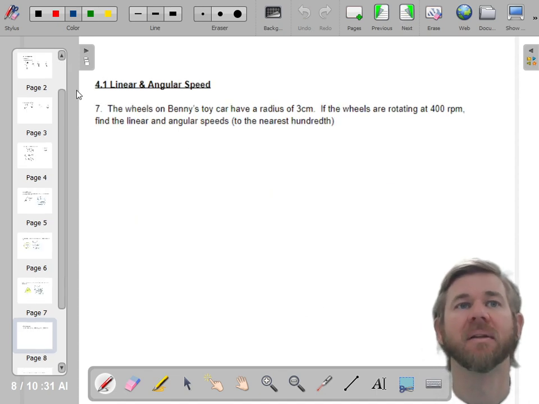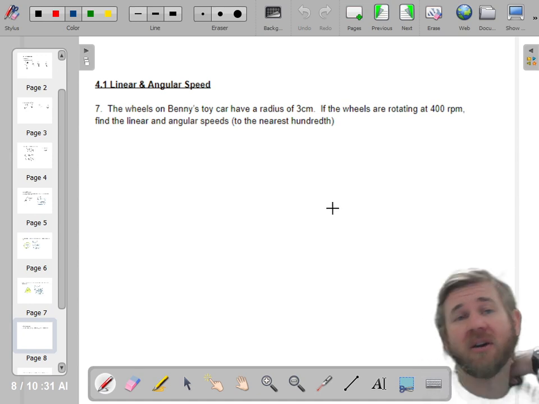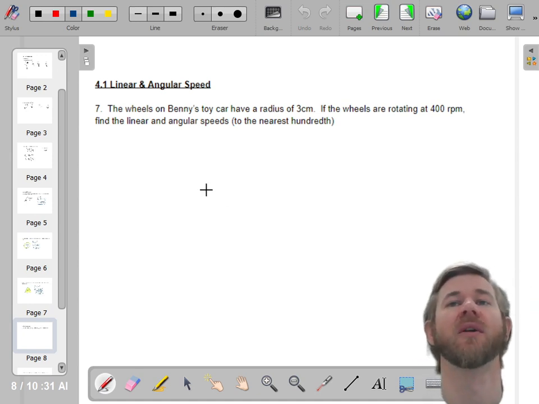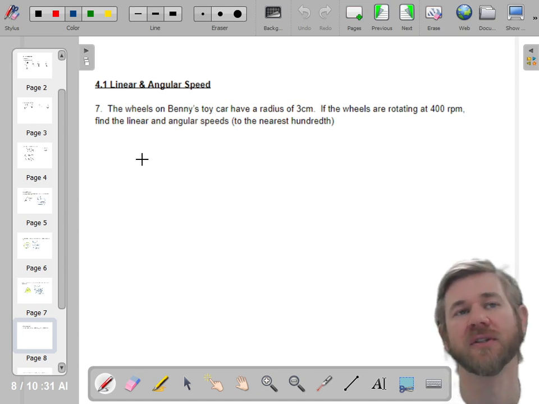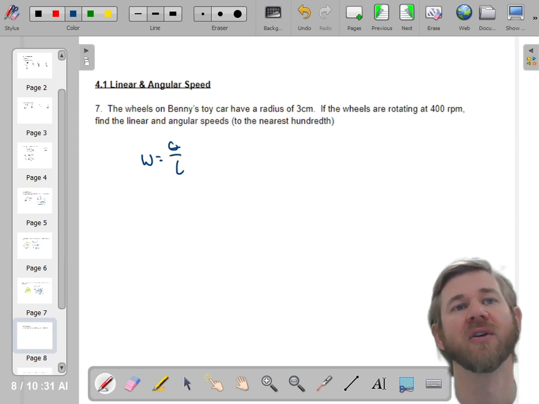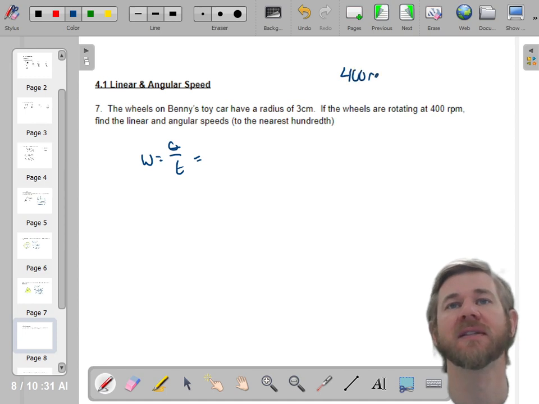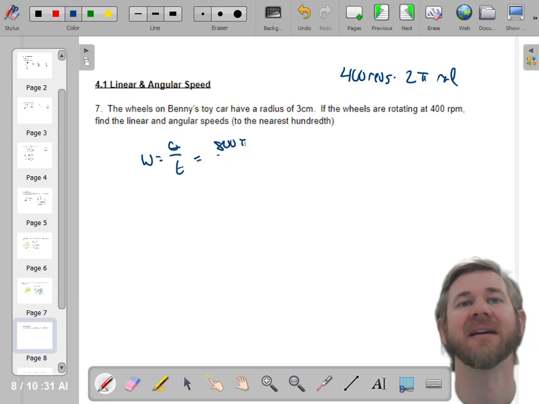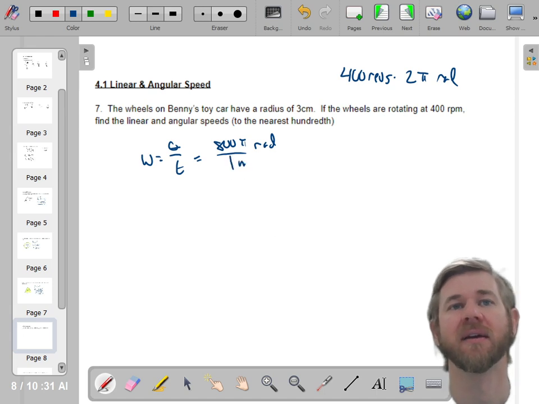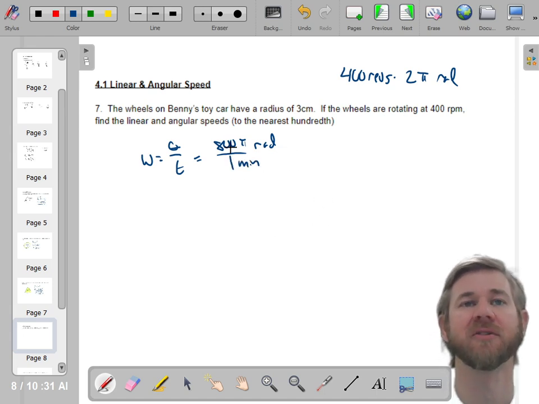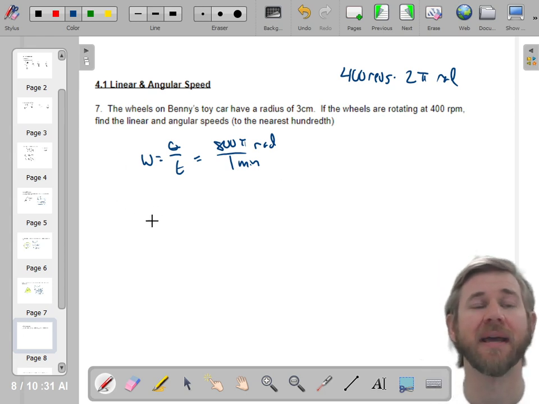Let's see. Linear and angular speed. All right, so the wheels on Benny's toy car have a radius of 3 centimeters and they're rotating at 400 RPMs. So remember, if you're trying to find the linear speed, well, we want both. So let's say first we'll do angular speed. Angular speed is theta over time. So if it's 400 RPMs, 400 revolutions, and each revolution is 2 pi radians, that's 800 pi radians. And the time would be, they didn't give me a unit, so we'll just say it's RPM, so per minute. 800 pi radians a minute. That's the angular speed.